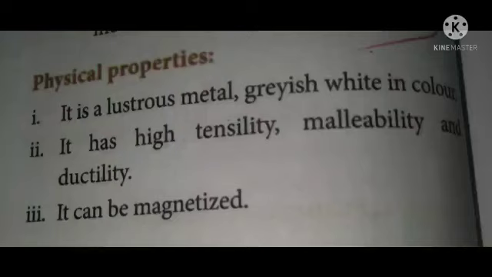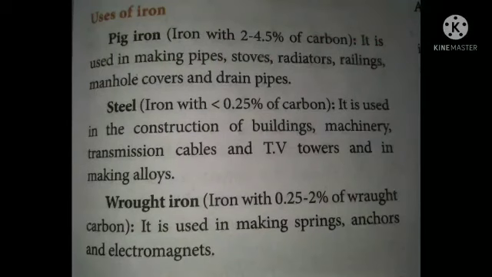Okay, next, the uses of iron. Next class we will study the chemical properties. Before that, the important question, that is uses of iron. Three types of iron are there based on the carbon content in the iron. Since we are using more coke, it may have a little carbon content in it. They are pig iron, steel, and wrought iron.